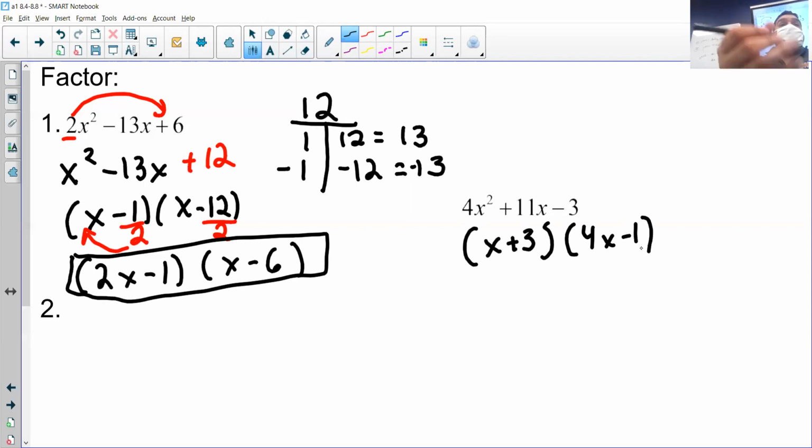All right, check the answer on the top: x plus 3, 4x minus 1. It's 4x minus 1 to be first. It doesn't matter which one's first or second. Can you show me how to do this part?